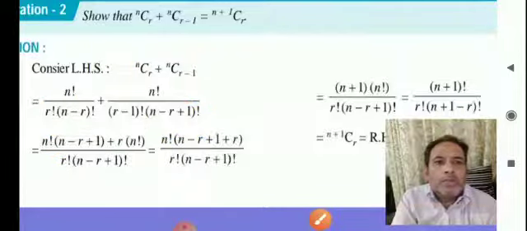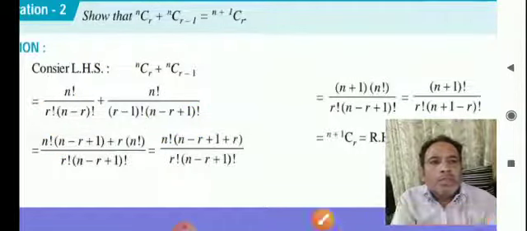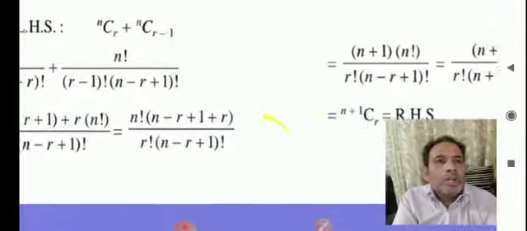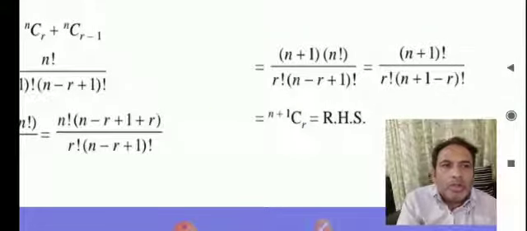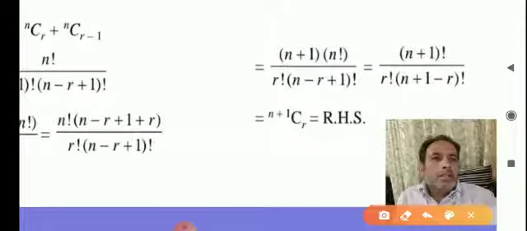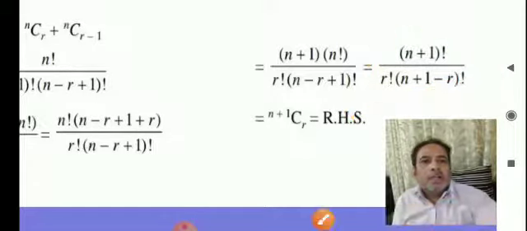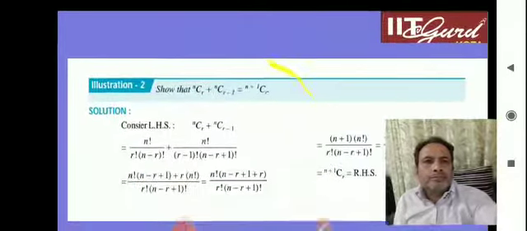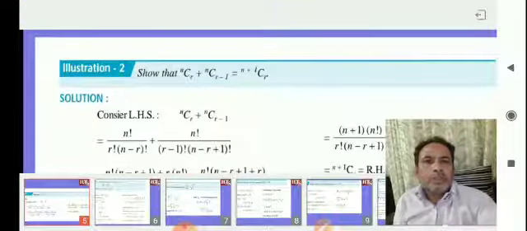In this way we will get n plus 1 factorial. Look at this point here: n plus 1 factorial can be written as n plus 1 into n factorial, and hence we can say n plus 1 factorial upon factorial r, factorial n plus 1 minus r, right? So simply this will become (n plus 1)Cr. Hope you are getting it. Okay, fine. Check another one.